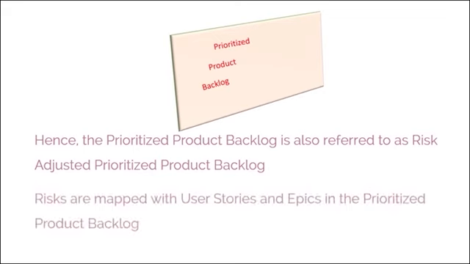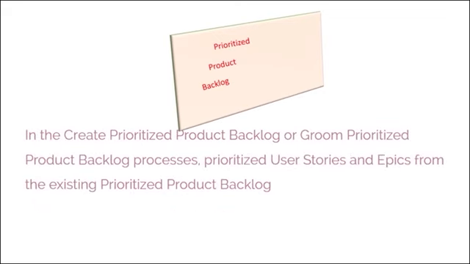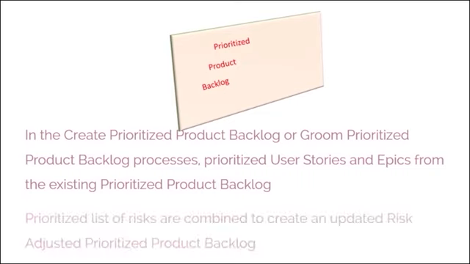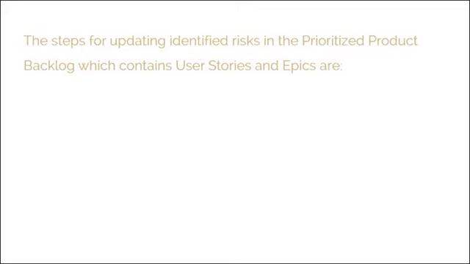Now, let's look at how risks are mapped with user stories and epics in the Prioritized Product Backlog. In the Create Prioritized Product Backlog or Scrum Prioritized Product Backlog processes, prioritized user stories and epics from the existing Prioritized Product Backlog and the prioritized list of risks are combined to create an updated, risk-adjusted Prioritized Product Backlog. Let's analyze how this is done. The steps for updating identified risks in the Prioritized Product Backlog, which contains user stories and epics, are as follows.